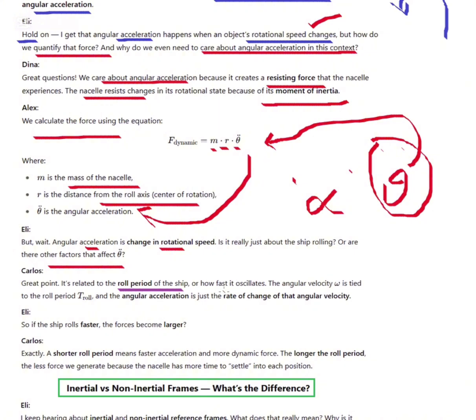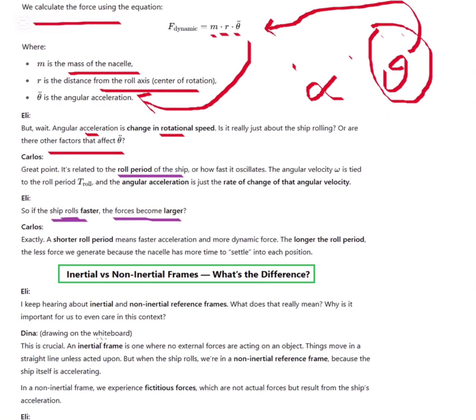The angular velocity is tied to the roll period. Angular acceleration is just the rate of change of the angular velocity. So if the ship rolls faster, the forces become larger, right? If the ship rolls faster, the forces become larger.